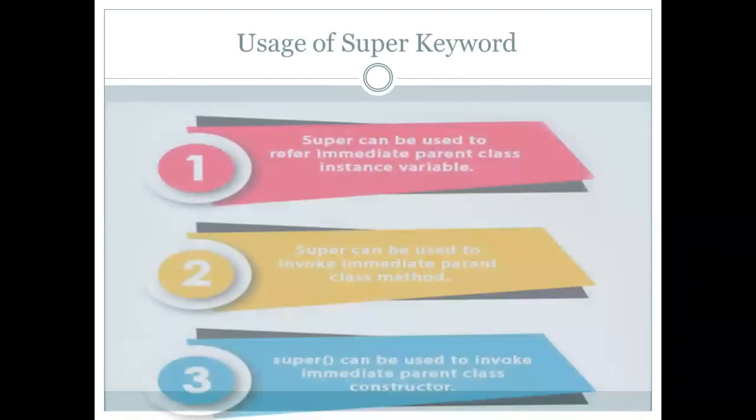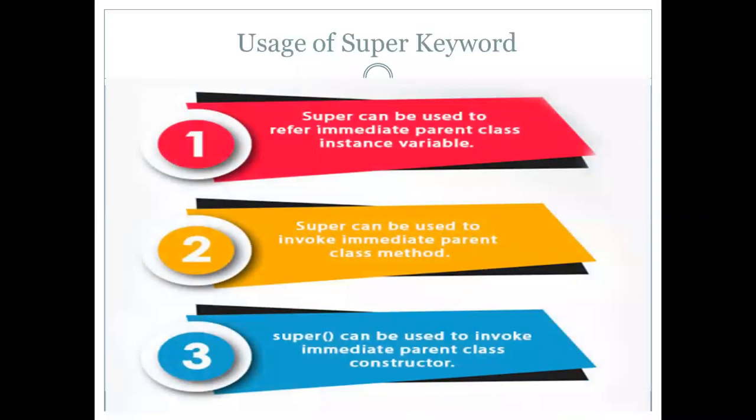Now coming to what is the usage of the super keyword. Super keyword has three main usages. Number one, super can be used to refer to the immediate parent class instance variable. Number two, super can be used to invoke the immediate parent class method. Number three, super can be used to invoke the immediate parent class constructor. Now let us see each of these usages with a simple example.